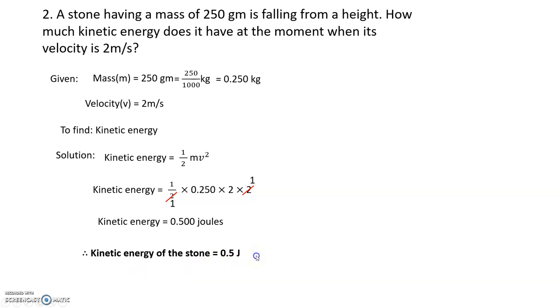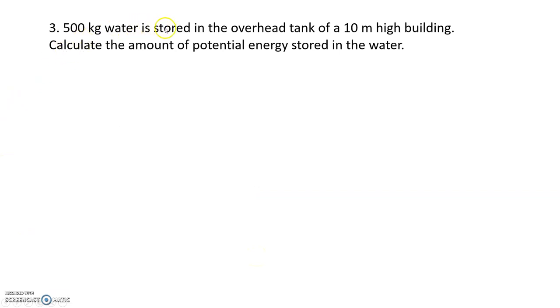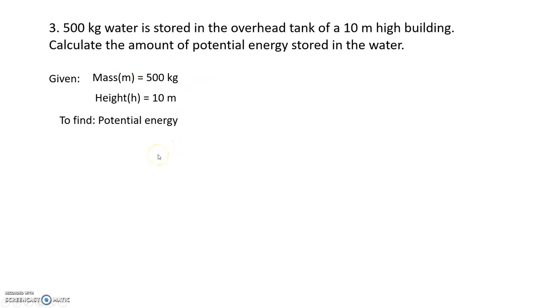Let's move on to the third sum. 500 kg water is stored in the overhead tank of a 10-meter high building. Calculate the amount of potential energy stored in the water. Now, 500 kg water means given mass is equal to 500 kg. Height of 10 meters, that means height is equal to 10 meters. To find potential energy.